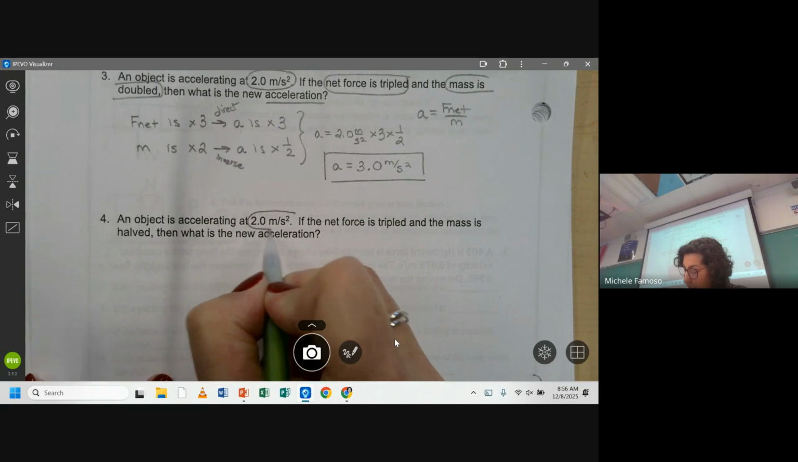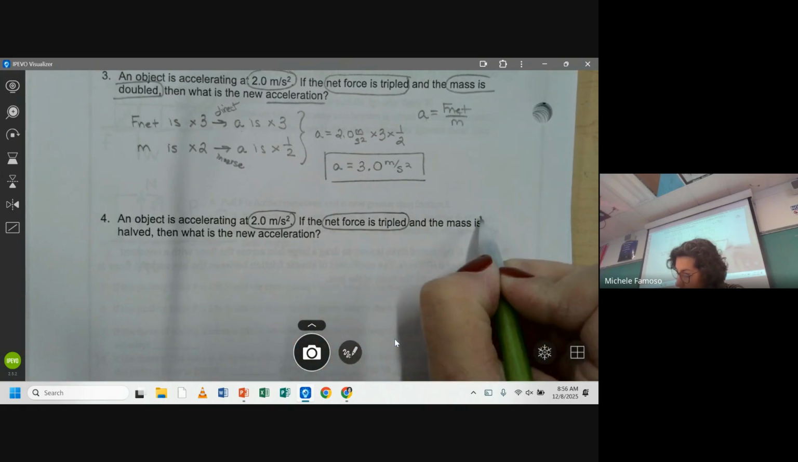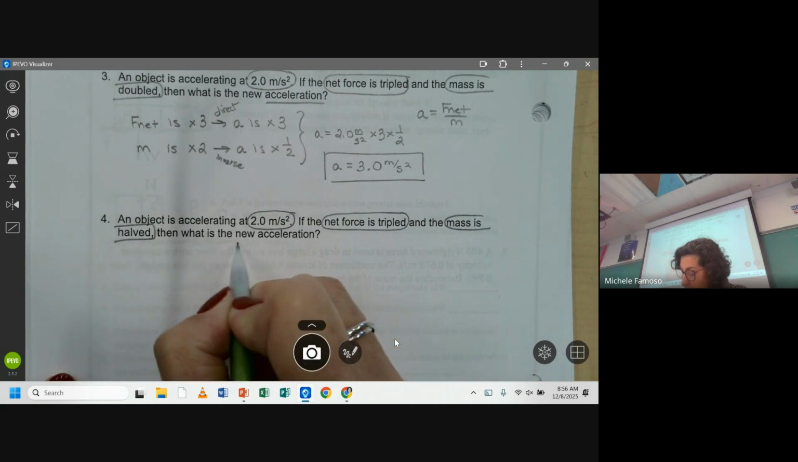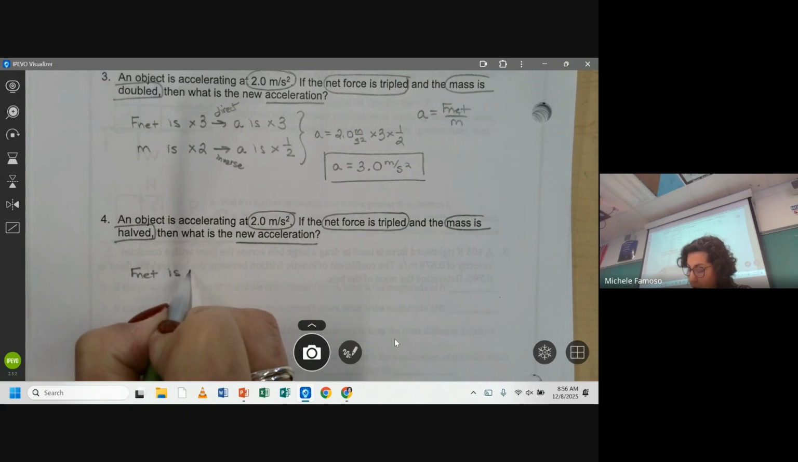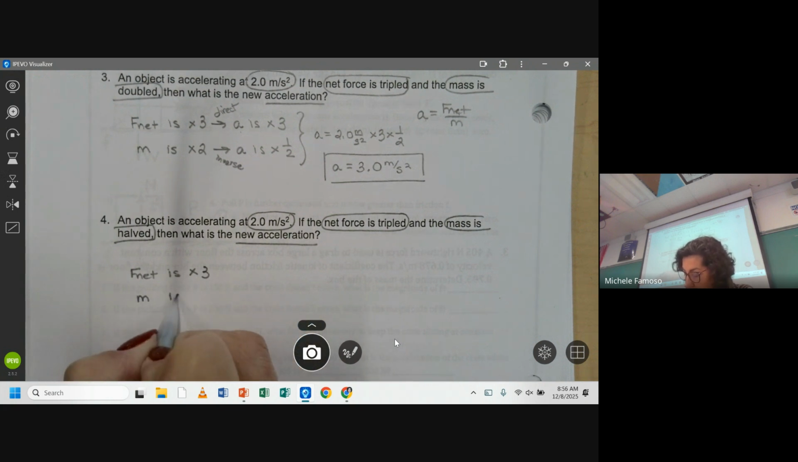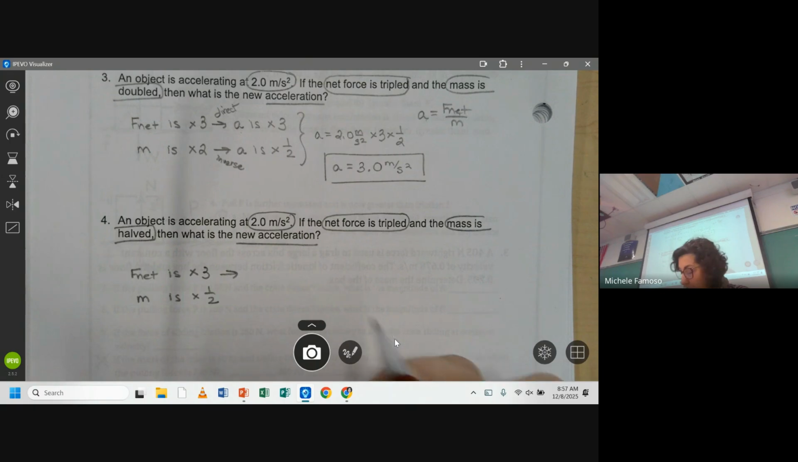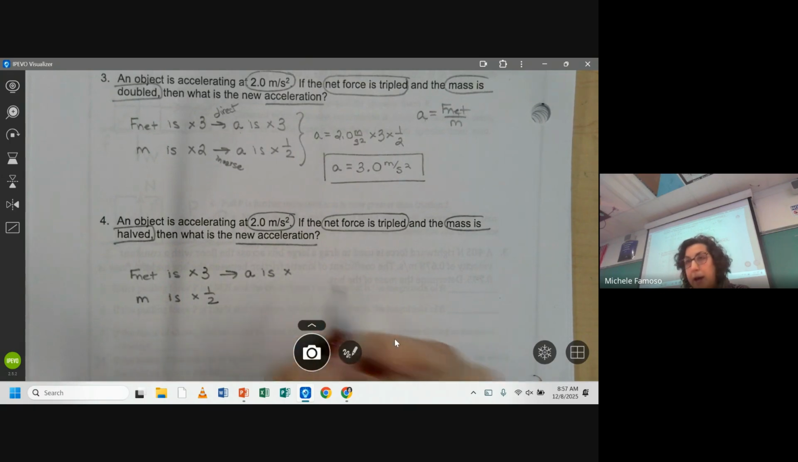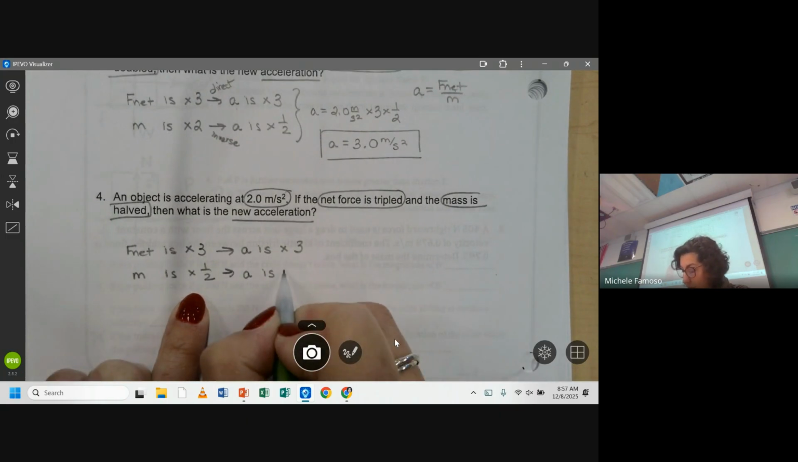We start off with an acceleration of 2.0 meter per second squared. The net force is going to be tripled, and the mass is going to be halved. What's the new acceleration? So here, we're telling you that the net force is multiplied by what factor, Devin? 3. And Nikolai, what is the mass being multiplied by? Okay. So if the net force is multiplied by 3, Alex, what's that going to do to the acceleration? Multiply by 3. And Jacob, if the mass is being multiplied by a half, what does that mean happens to the acceleration? Multiplied by 2.